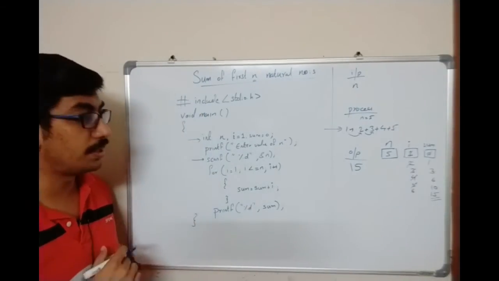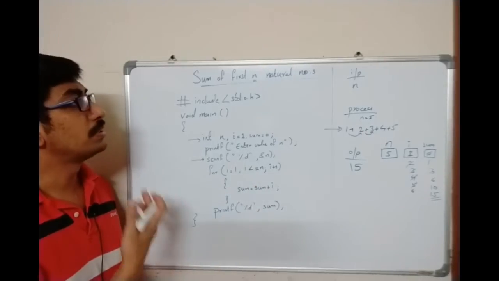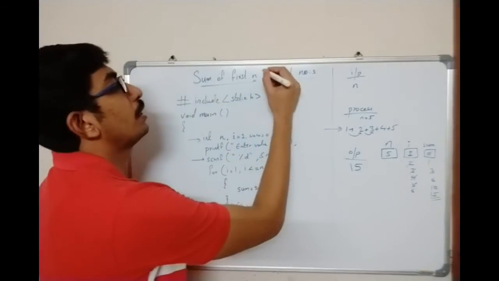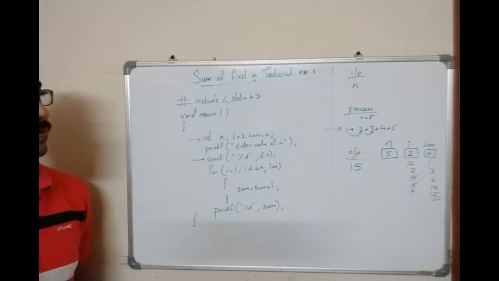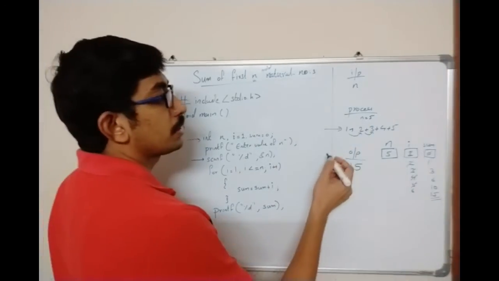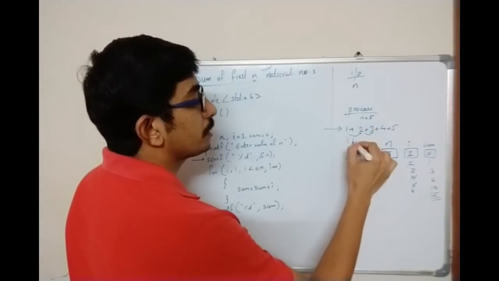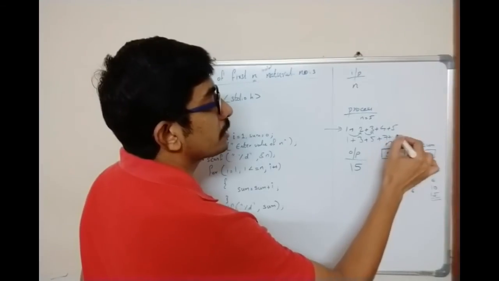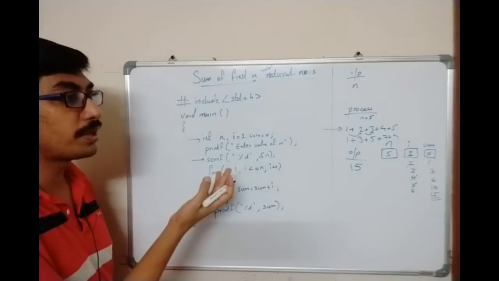I hope the logic is clear for you. So there can be different modifications. Suppose we are asked to find the sum of first n odd numbers. How will it be? Suppose if n value is 5, the values to be added should be 1 plus 3 plus 5 plus 7 plus 9. This should be the condition.